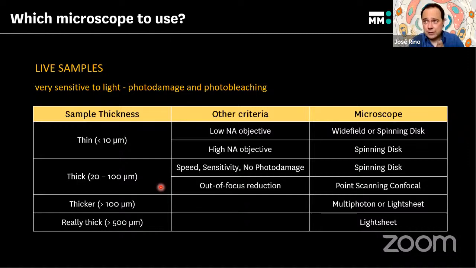If you want to image with a fast speed, with a high sensitivity to avoid photo damage, then spinning disk is your system. However, if you have a very dense fixed sample, if your fluorophores are not sparsely distributed, basically if you have a lot of fluorescence, then you might need the extra out-of-focus light reduction that the point scanning confocal can give you. So here it will depend really on what you need to do. If the sample gets thicker, then of course you need to go to multiphoton or light sheet. And if it's really thick, again, light sheet is your option.